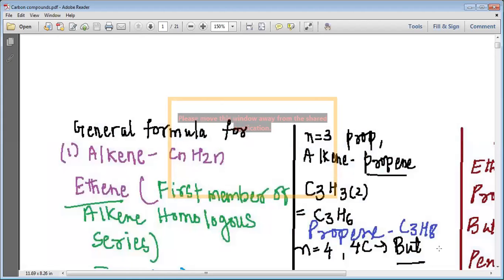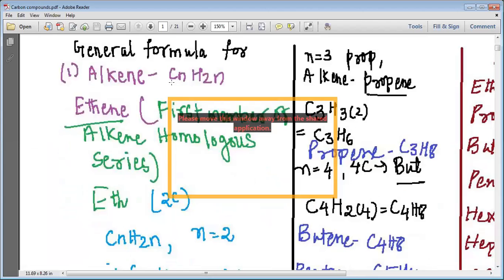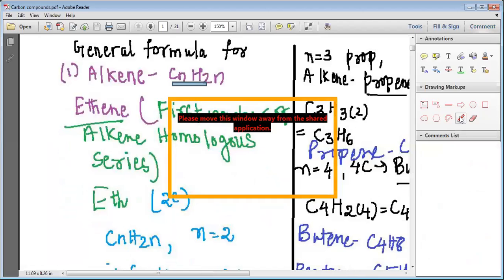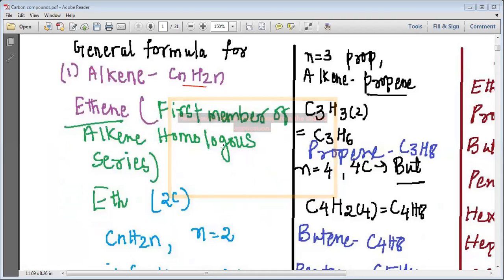So for alkene, we have the general formula CnH2n. This is the general formula for the alkenes. So the general formula for alkene is CnH2n. The first member of alkene is ethene, and this ethene is the first member of the alkene homologous series.